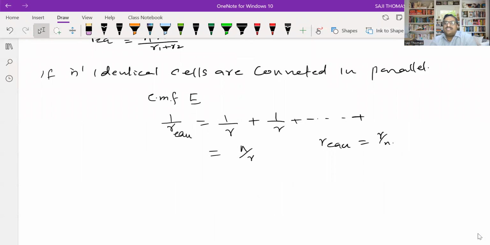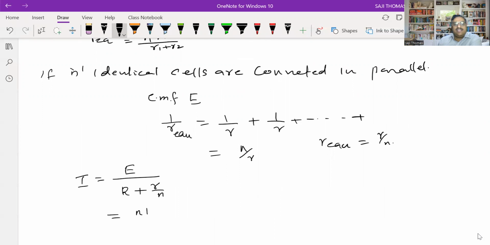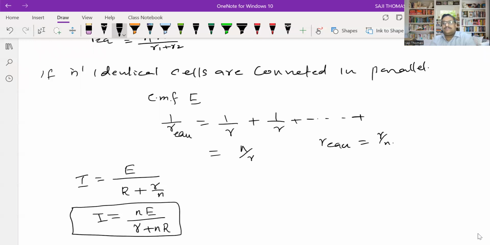If a parallel combination of N identical cells is connected in series to an external resistance, what will be the current through that? Current will be E divided by (external resistance R plus internal resistance R by N). So we can write it as NE divided by, after taking LCM, (N times capital R plus small r). So this is about cells in series and parallel.